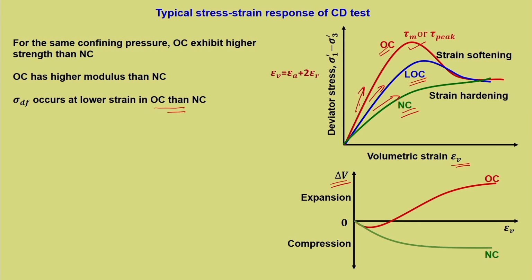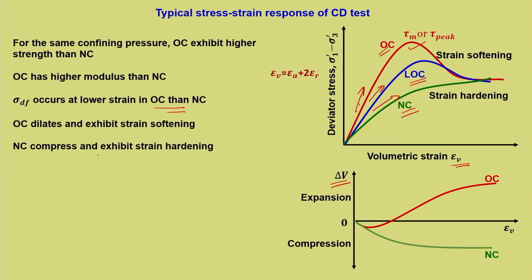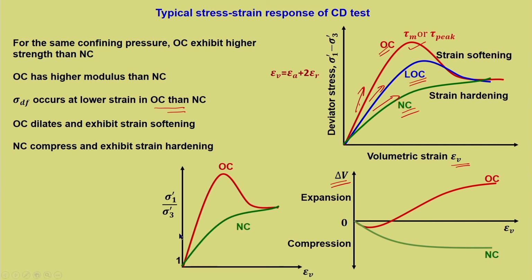So, these are some very minute important points which we have to understand. The peaking of the OC happens at a lower strain. The peak happens because of dilation and the stiffness of the OC material is more. So, all these minute points are important and we have to keep them in mind. OC dilates and exhibits strain softening. I will not again get into those details. This has been repeated a lot of times, so you might already know this. NC compresses and exhibits strain hardening, and the principal stress ratio is just similar to what we have done for the CU test. It also exhibits the same kind of trend as we have got for deviatoric stress.